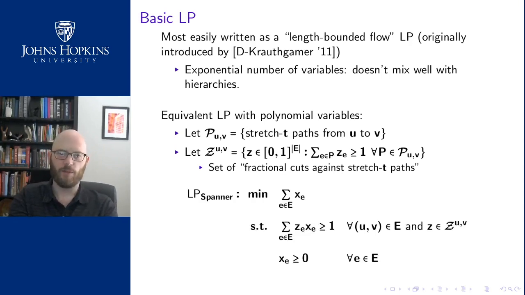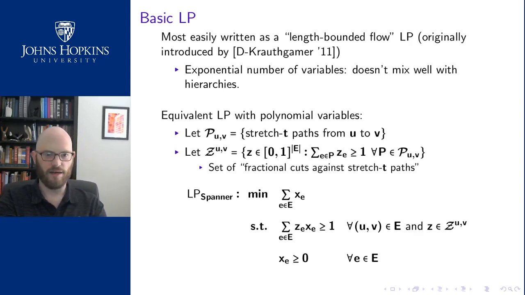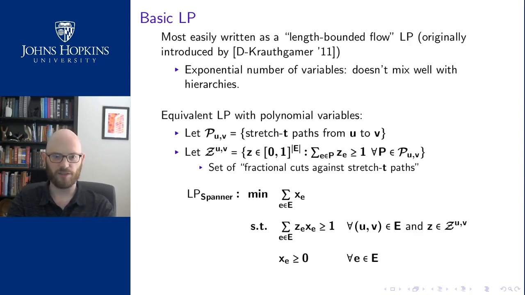Now I can define an LP in terms of that. My LP says x_e is 0 if I don't buy the edge, intuitively, and 1 if I do buy the edge, but of course we're going to be fractional. So it says minimize the number of edges you need to buy, subject to covering every fractional stretch-t cut, which, if you think about it for a minute, you'll see means that I've bought a stretch-t path in the integral case. Okay, so good, that's the LP.